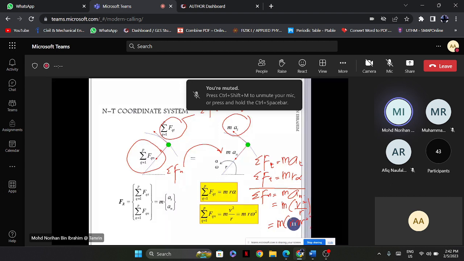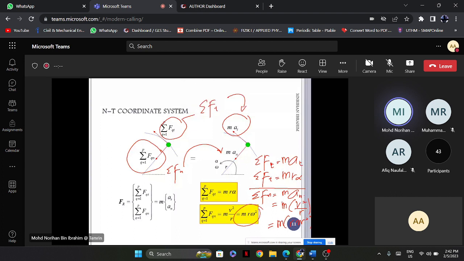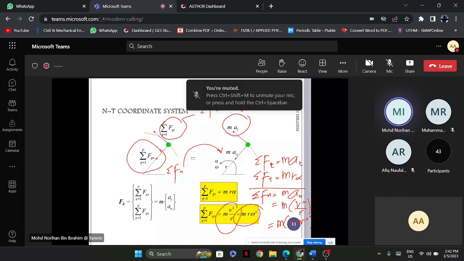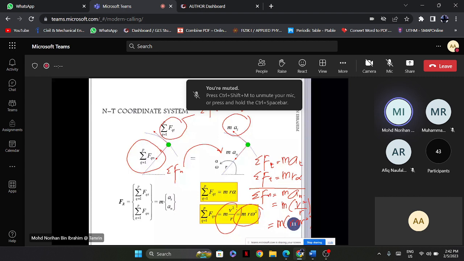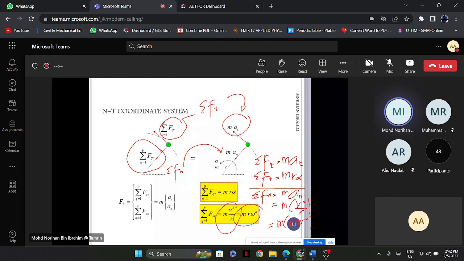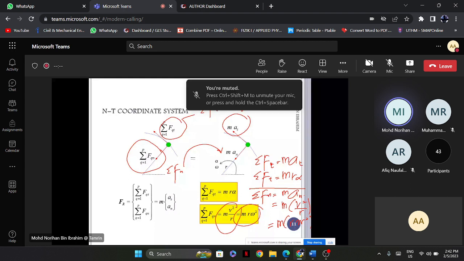So you can use either one of these equations, whether this one or this one, it depends. Let's say they give you this data in the problem or question, where the velocity is given and also the radius of curvature is given, then we can apply directly using this equation. If they give you the angular velocity, which is omega, then we can apply this equation.